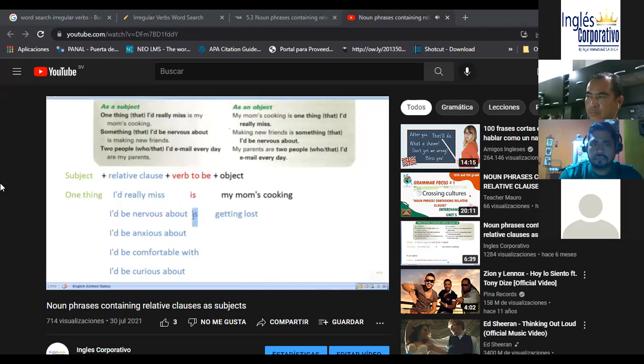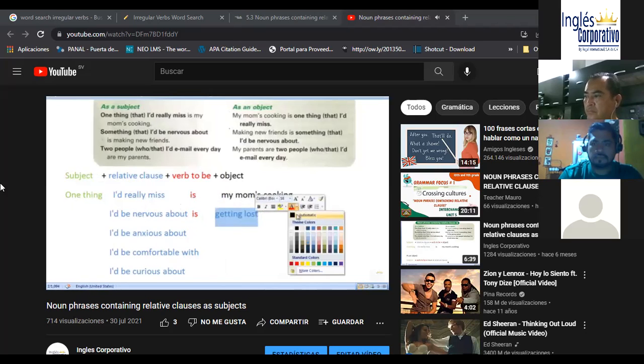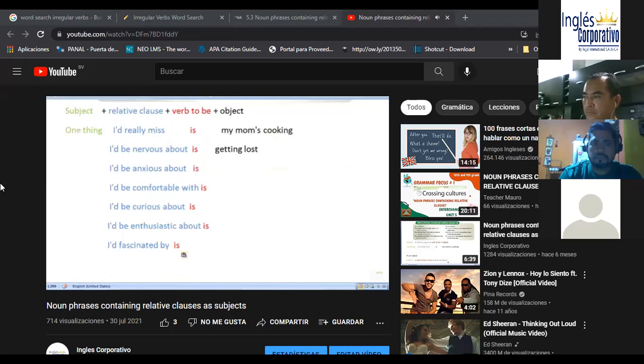Let me try to keep the format a little bit, because I want you to notice that we have one thing is the noun, the relative clause I'll be nervous about. Then this is followed by the verb to be. And then this will be followed by the object of the sentence. Okay, so for me, one thing I'll be nervous about is getting lost. One thing I'll be anxious about is getting to know this new city.